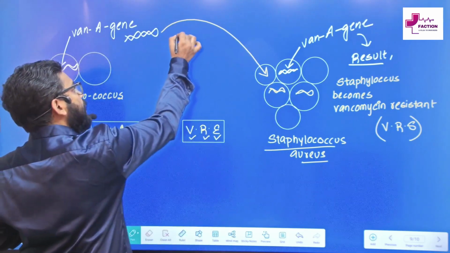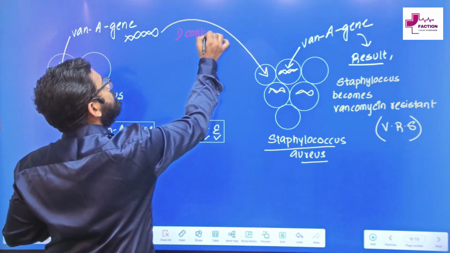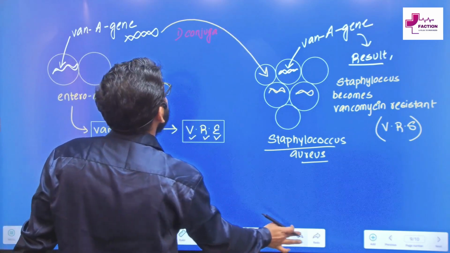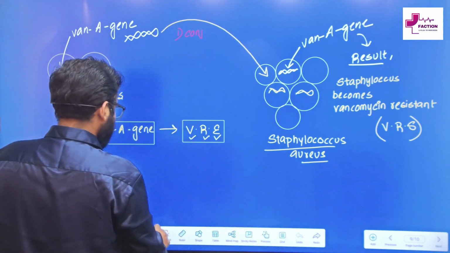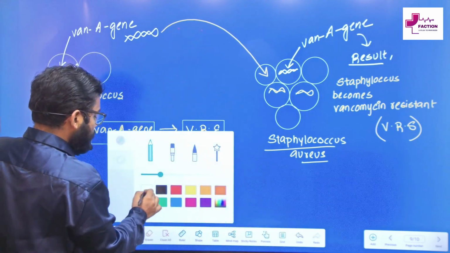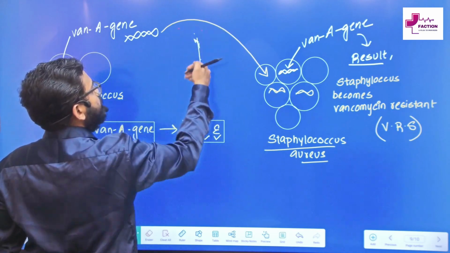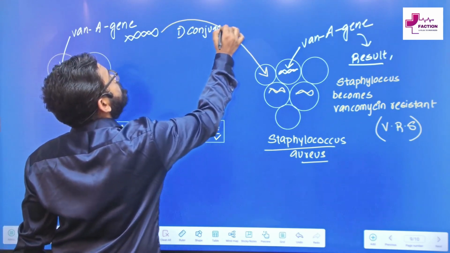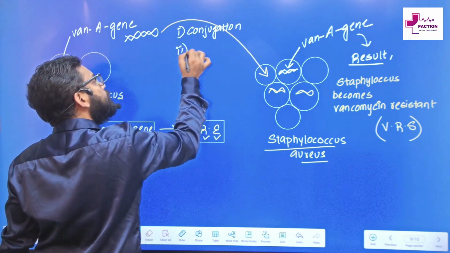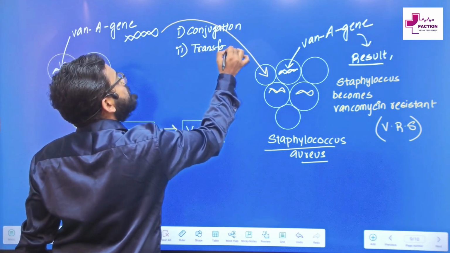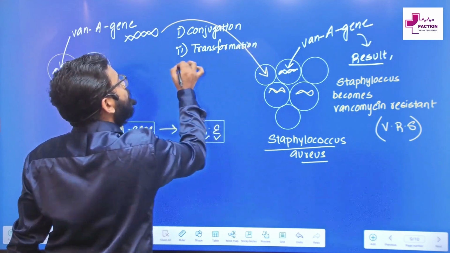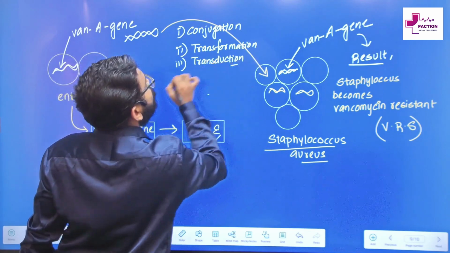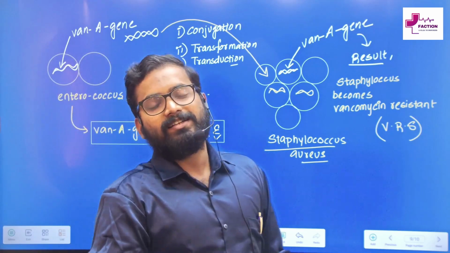This can be made possible either by conjugation, as we initially said, the three processes. Is the ink visible? No. Let me change the color. This process is made possible either by the process of conjugation or transformation or transduction. I hope it is clear now.